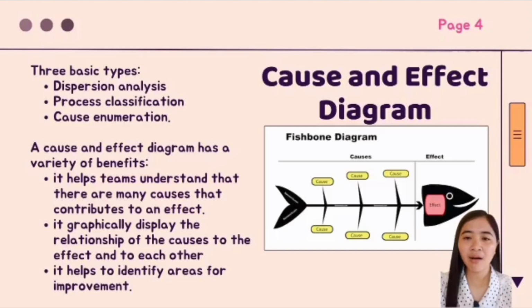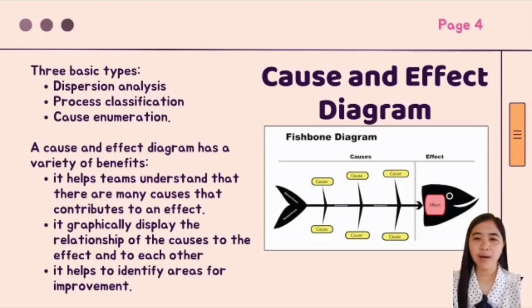And last, the cause enumeration. It is slightly changed as compared to the above two types. Simply list all the possible causes first and then draw the chart in order to relate the causes to each other. Cause and effect diagram has a variety of benefits.